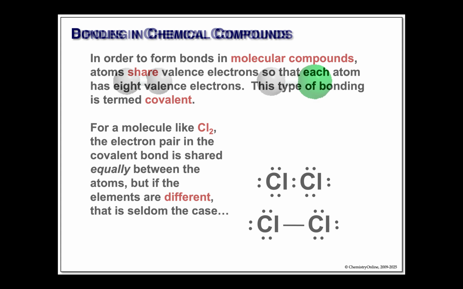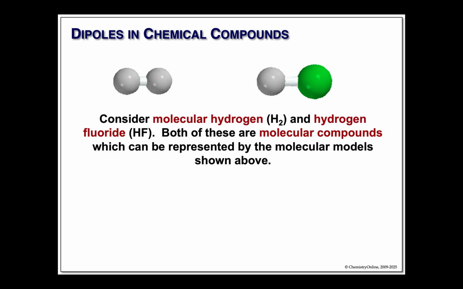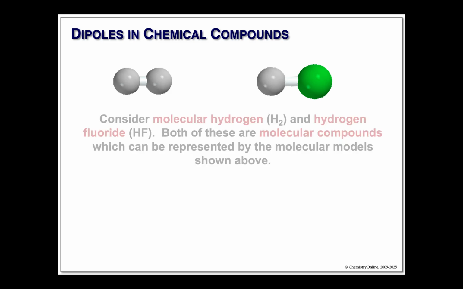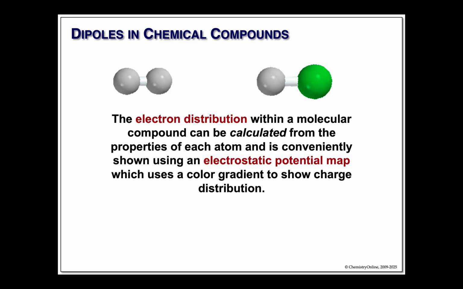For example, let's look at molecular hydrogen, H2, and hydrogen fluoride, HF. To examine the distribution of electrons in a covalent bond, we're going to use something called an electrostatic potential map. An electrostatic potential map is something your computer does for you. So, let's begin with hydrogen itself.